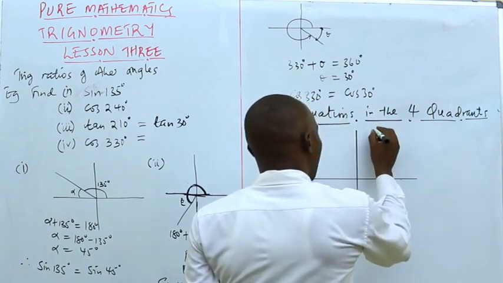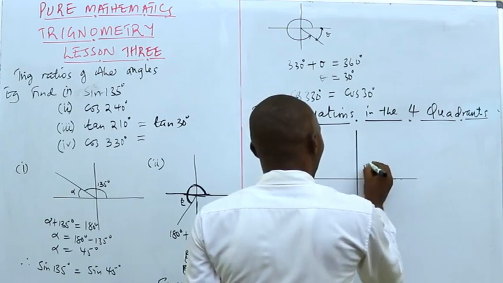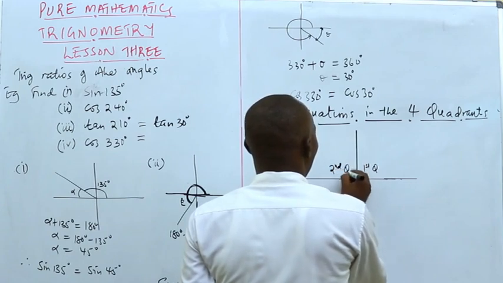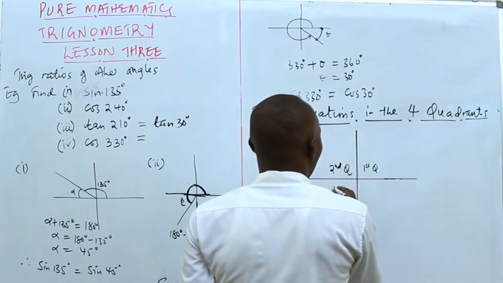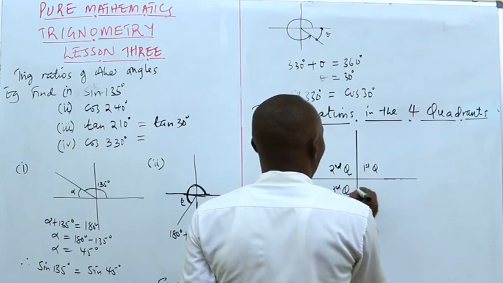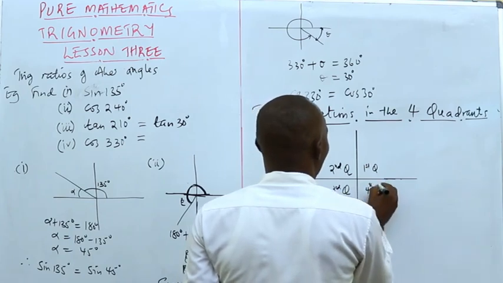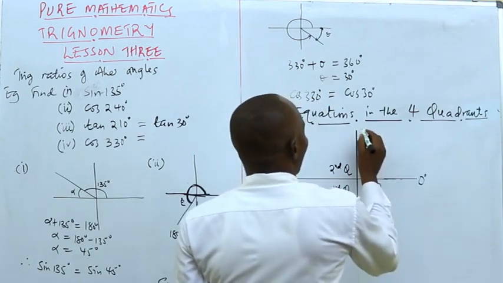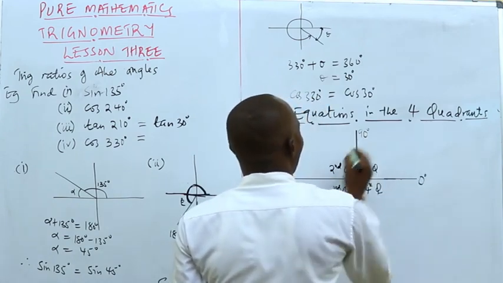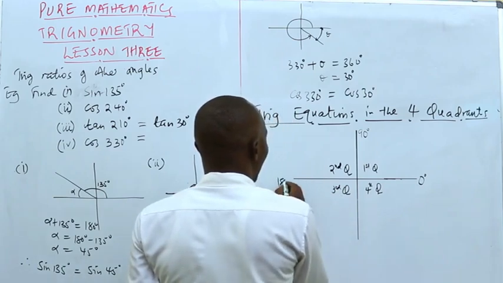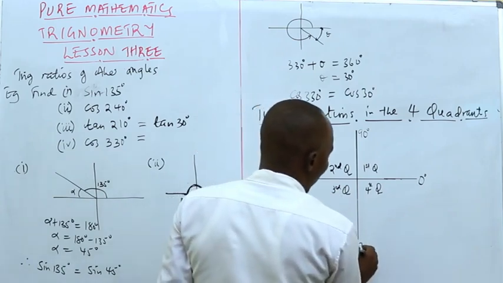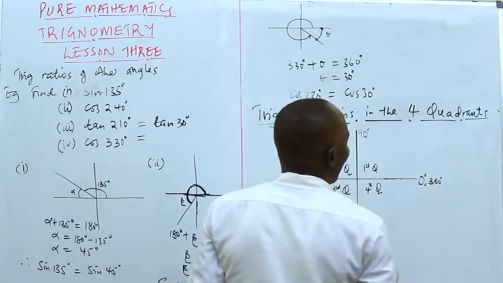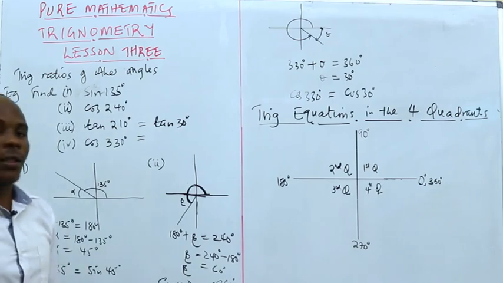Don't forget that this is the first what? This is the first quadrant. This is the second quadrant. This is the third quadrant. This is the fourth quadrant. We are starting from 0 to 90 to 180 to 270. Then a complete revolution only happens if you hit the 360 degrees.